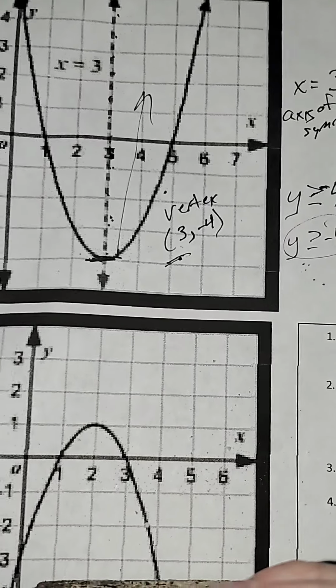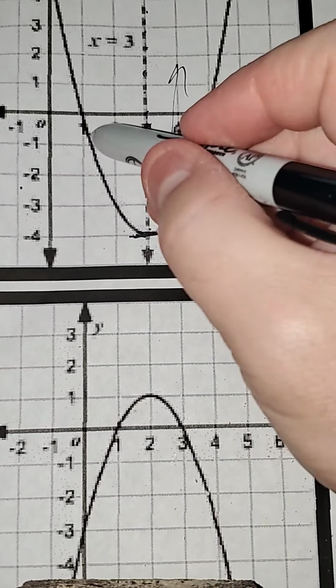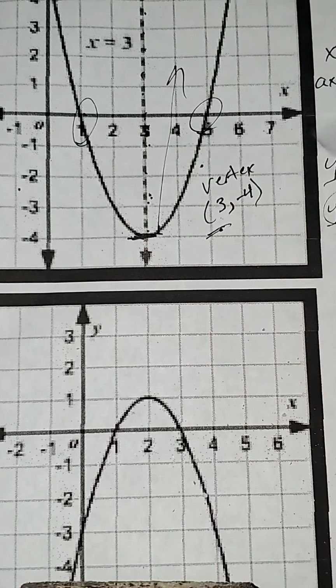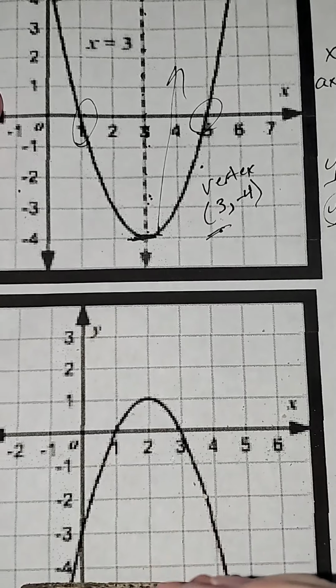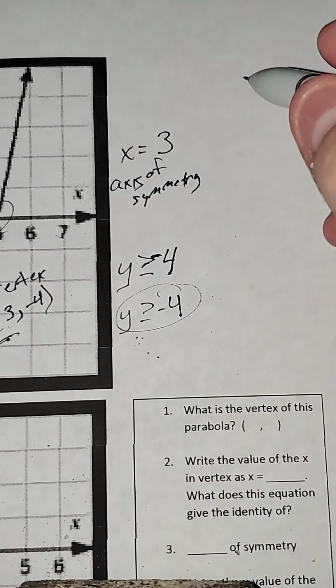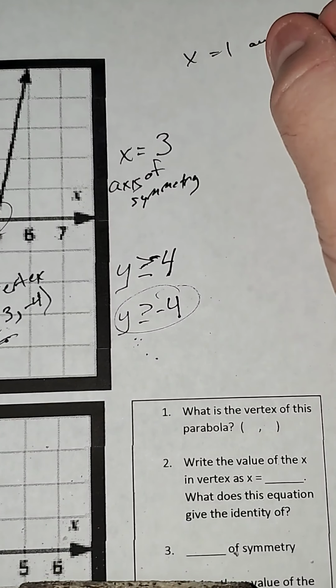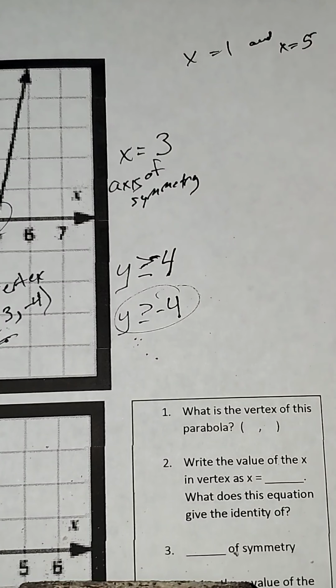The last two things we want to identify are the roots. Notice we're going through x is 1 and we cross the x-axis at x is 5. So I'm going to show you what we can actually do with that. So the answers are x is 1 and x is 5.